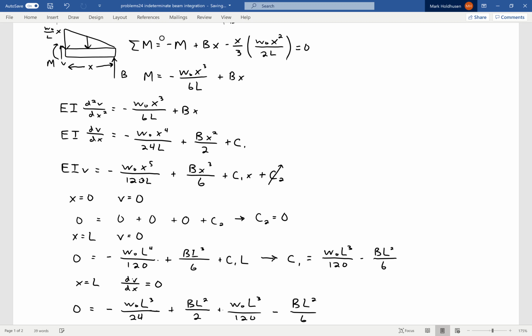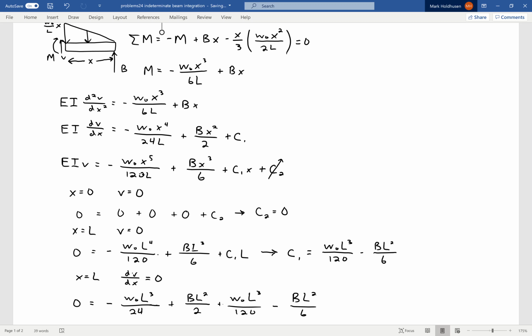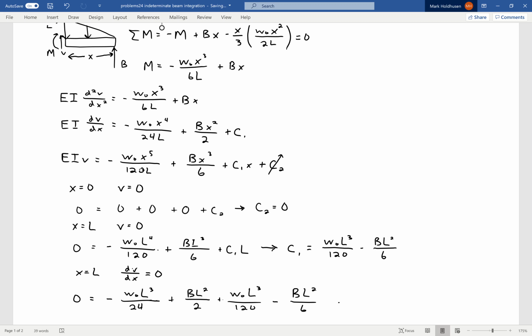Now notice I've just got one huge equation. The only unknown I have in it is the B that I'm looking for. So when I solve this for B, I find that B equals WL over 10. So we use this deflection, knowing what we know about the boundary conditions, that on each side there's no deflection, and at point A there's no slope, and I can actually find what the reaction at B has to be for that to occur.